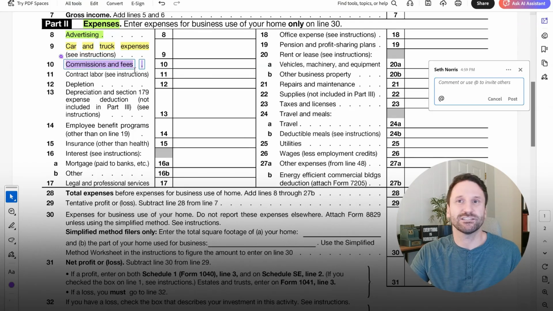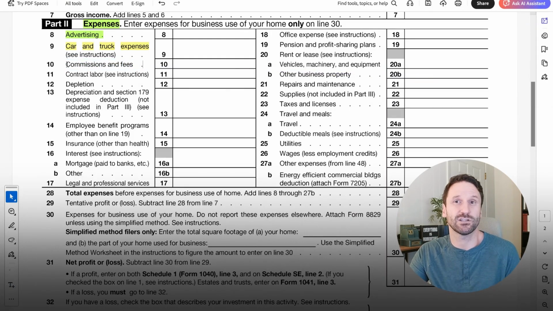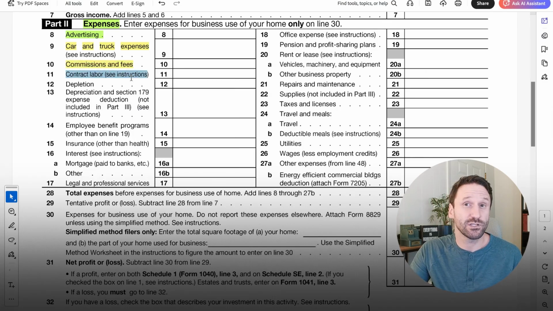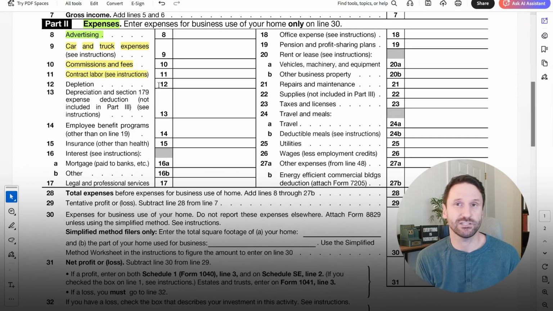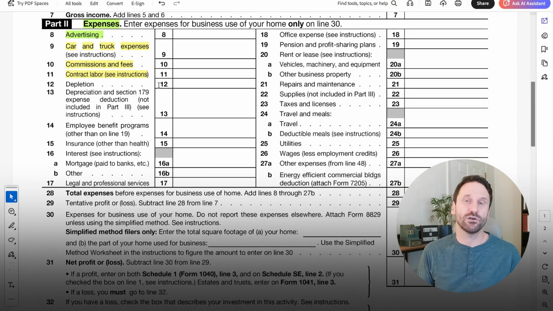Commissions and fees. Let's say you're paying an agent or somebody else who has commissions. You might call that commissions there. Contract labor. So this would include your editor. This would include your cover designer. This would include your administrative assistant or those types of things where you have a person who's helping you with something. Now, you can also break those out.